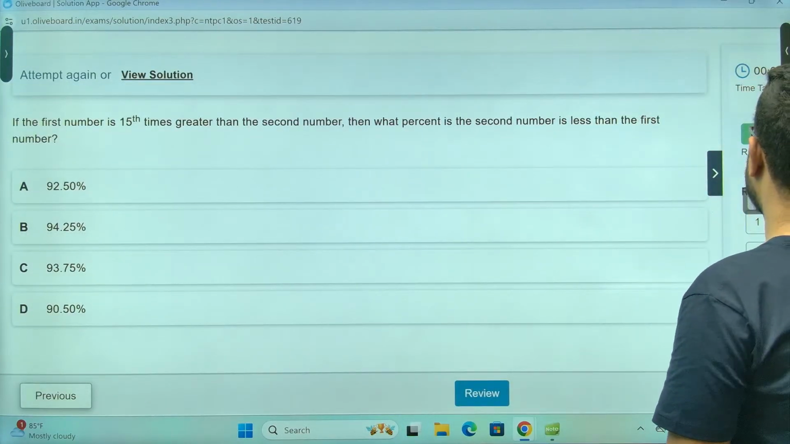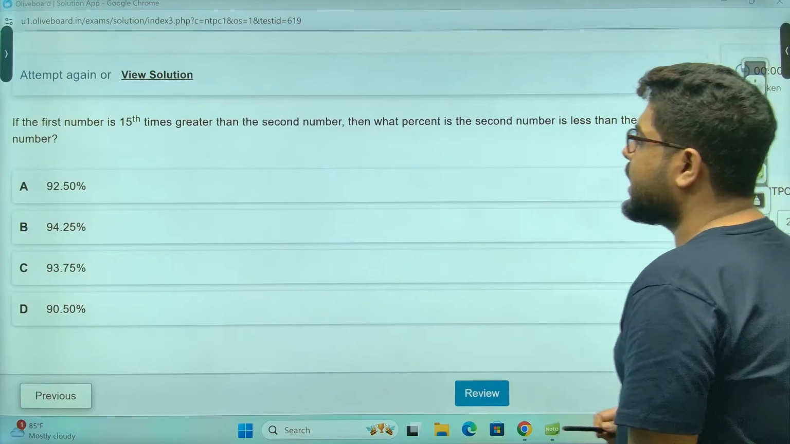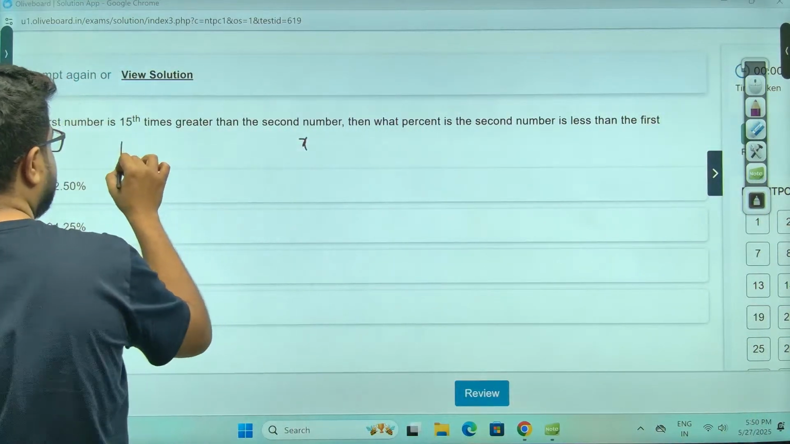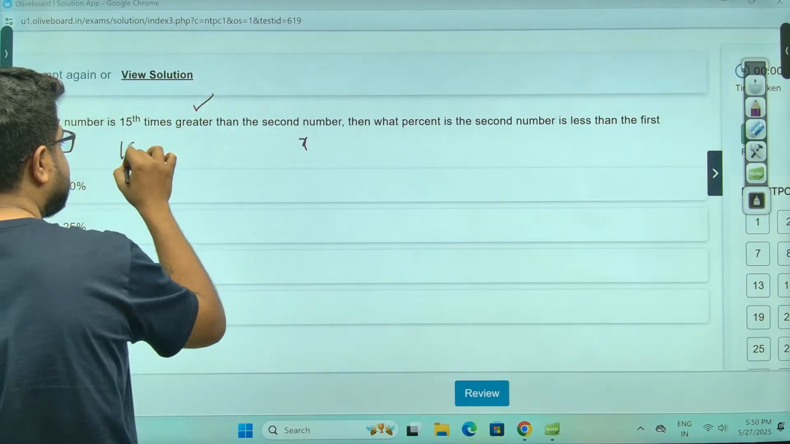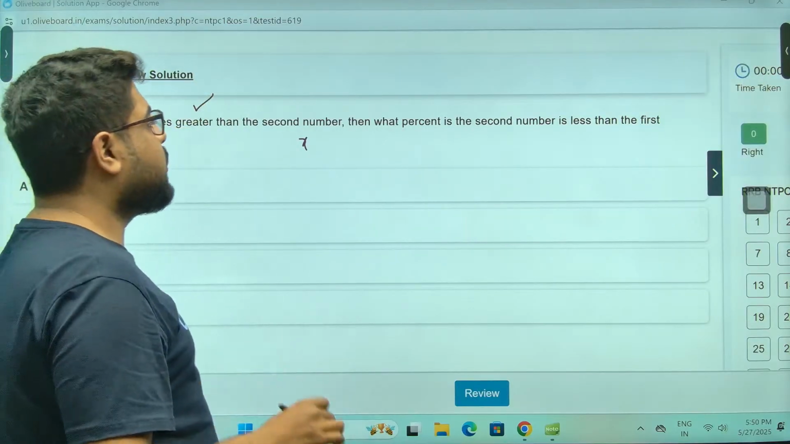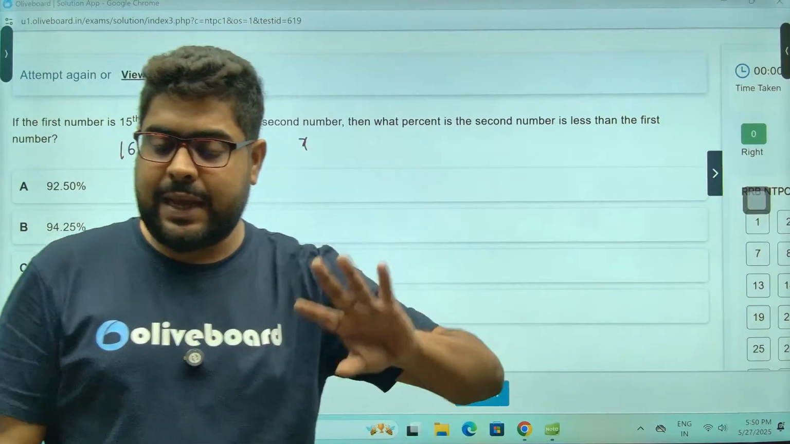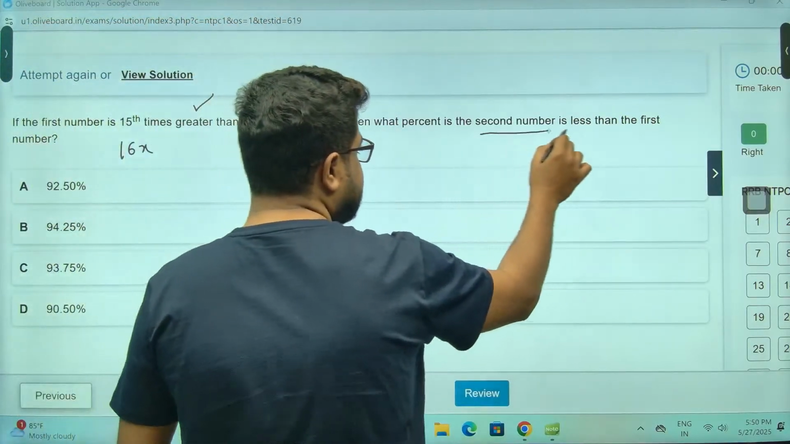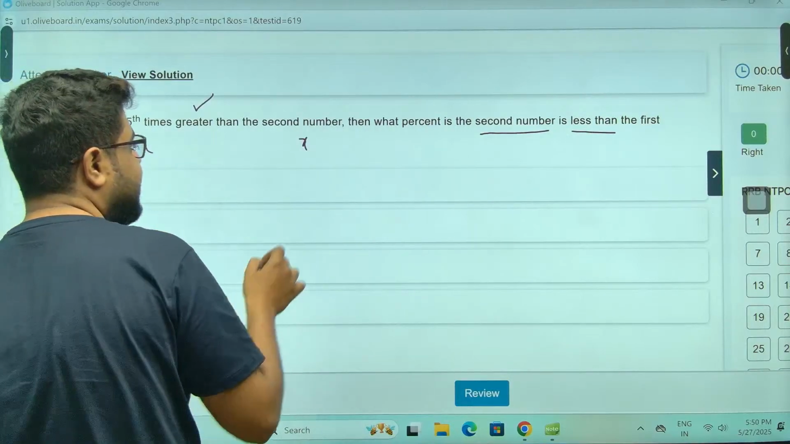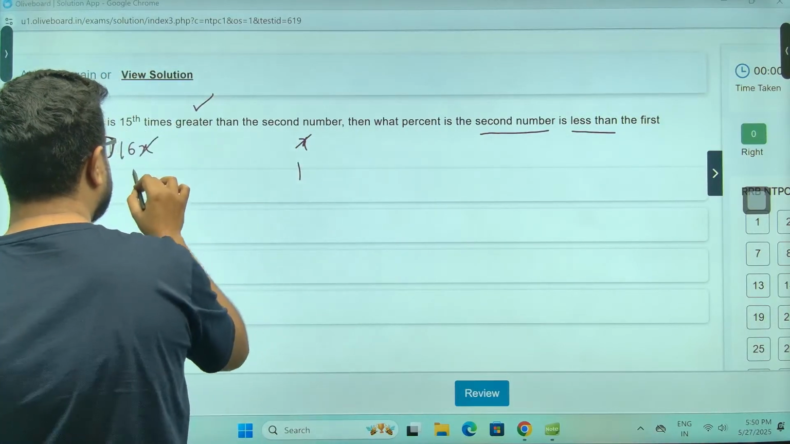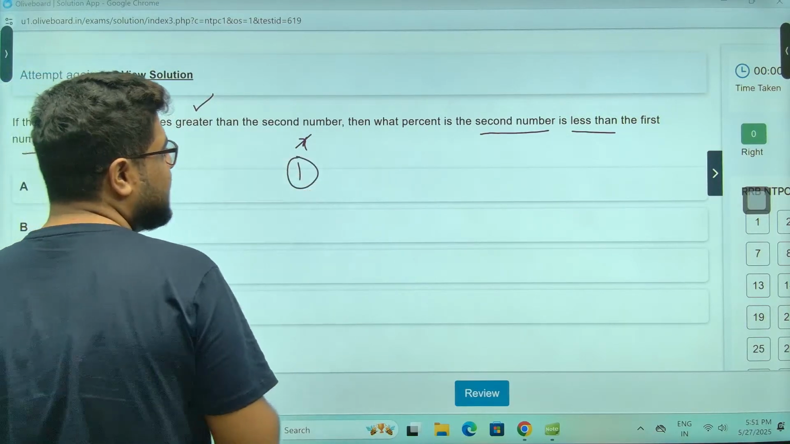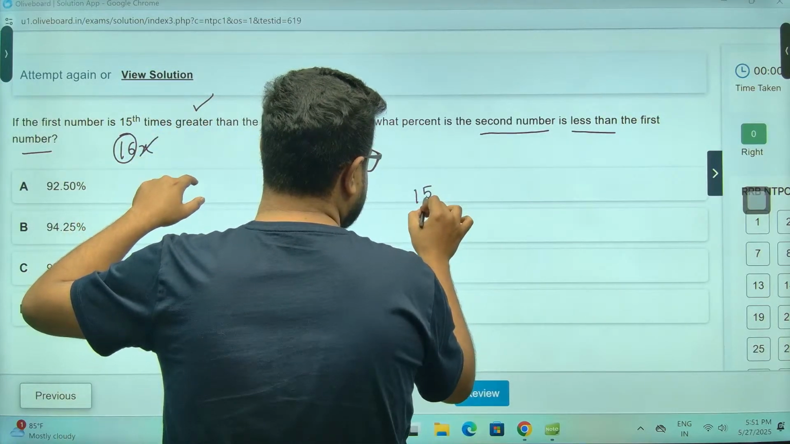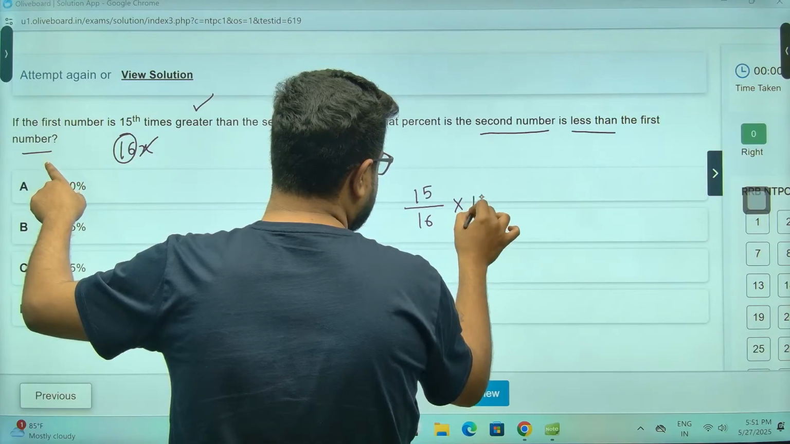If the first number is 15 times greater than the second number, so this is x, 15x. Acha, 15 times greater, meaning it is 16 times. It is not 15 times of the first number, but 15 times greater, bigger than the first number. What percent is the second number less than the first number? Take 1 and 16. So they are asking 1 is what percentage less than this? 15 less out of 16 into 100.